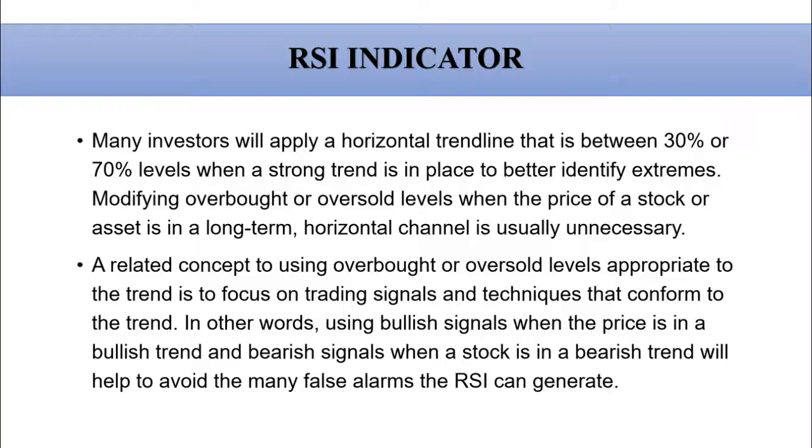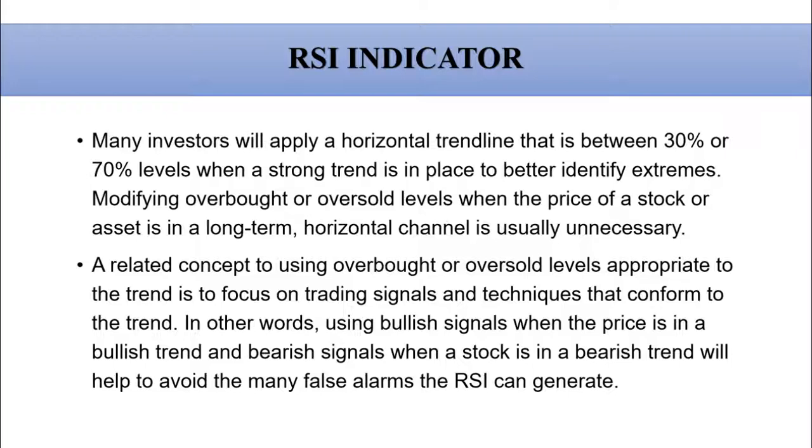Many investors will apply a horizontal trend line between 30% and 70% when a strong trend is in place, to better identify the extremes. Modifying the overbought or oversold levels when the price of a stock or asset is in a long-term horizontal channel is usually unnecessary. A related concept to using overbought or oversold levels appropriate to the trend is to focus on trading signals and techniques that conform to the trend. In other words, using bullish signals when the price is in a bullish trend and bearish signals when the stock is in a bearish trend will help to avoid the many false alarms that RSI can generate.